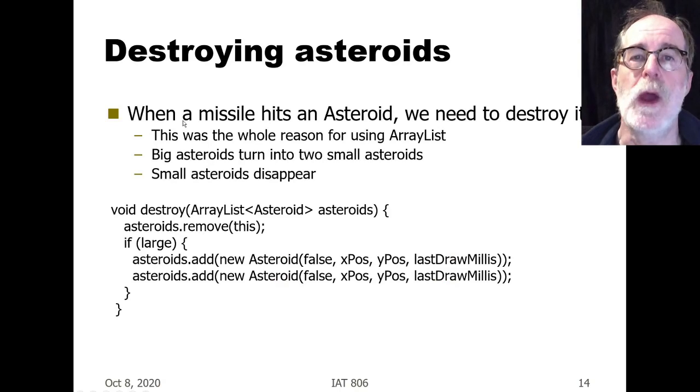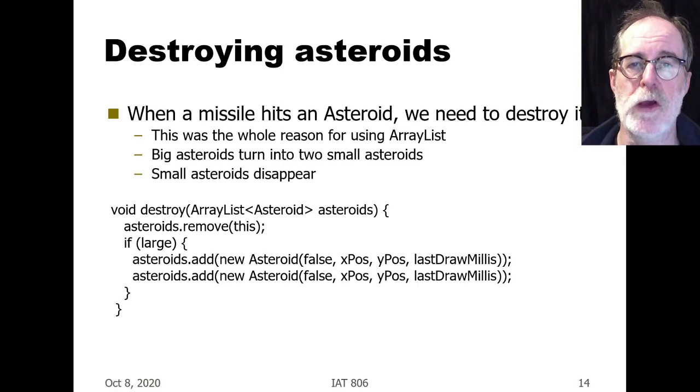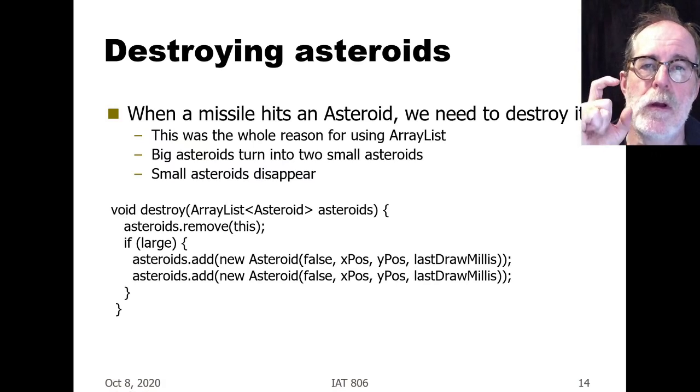So when a missile hits an asteroid, we also need to destroy the asteroid. And just like in the video game, big asteroids become two small asteroids in our variation. In the video game, there's an intervening size where we're just ignoring that for this code. So the whole reason to use the ArrayList, of course, was to have a variable number of asteroids on the screen, and those are stored in the ArrayList, rocks or whatever it is. So what we're doing here is we have this destroy method that doesn't return anything, it's a void, and it takes as its argument the container that holds all the asteroids.